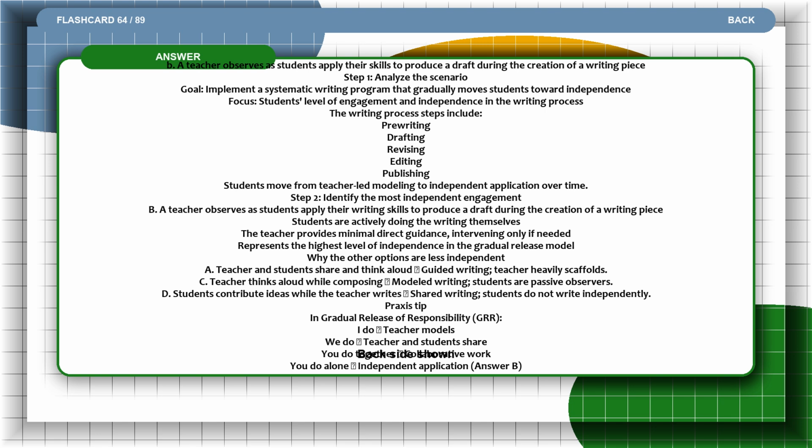Praxis tip in gradual release of responsibility, GRR. I do. Right arrow teacher models. We do. Right arrow teacher and students share. You do together. Right arrow collaborative work. You do alone. Right arrow independent application.